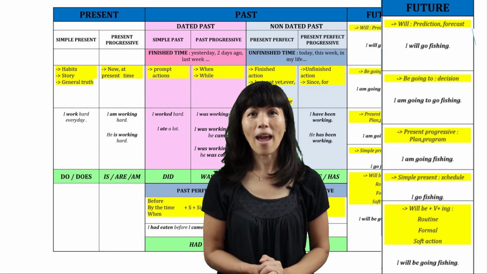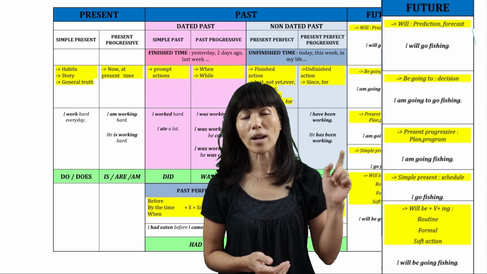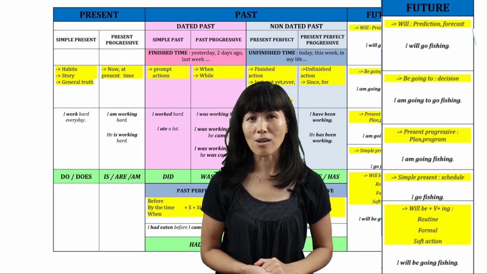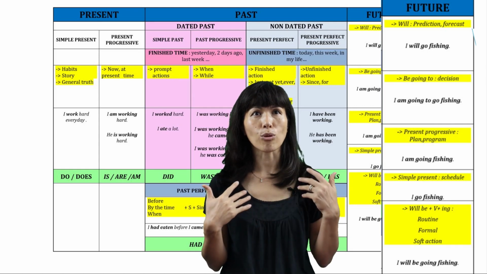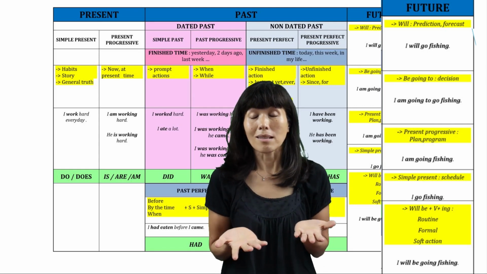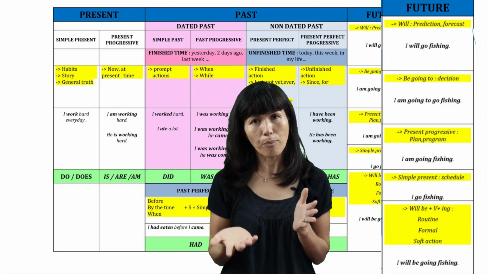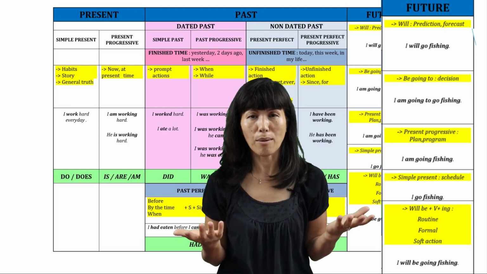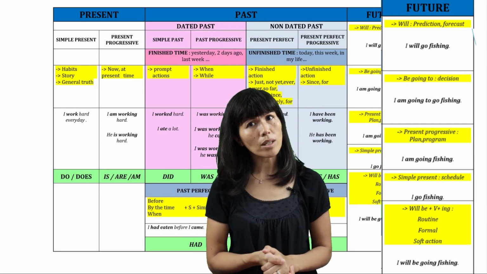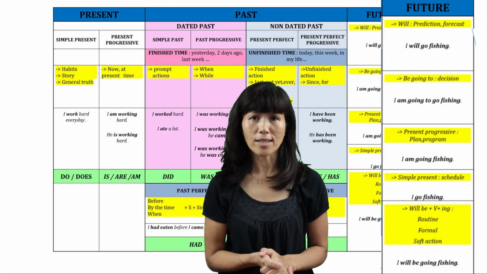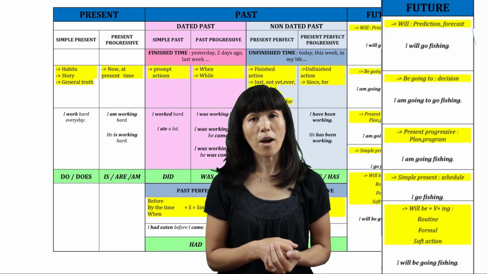So first of all, we have will. Will is used whenever you are not sure of this action. It's only a prediction. It's something you have forecast. You're not sure this is going to happen. Okay, you think it's going to happen. So, I think I will go fishing this weekend. I'm just thinking. I might change my mind. Yes.